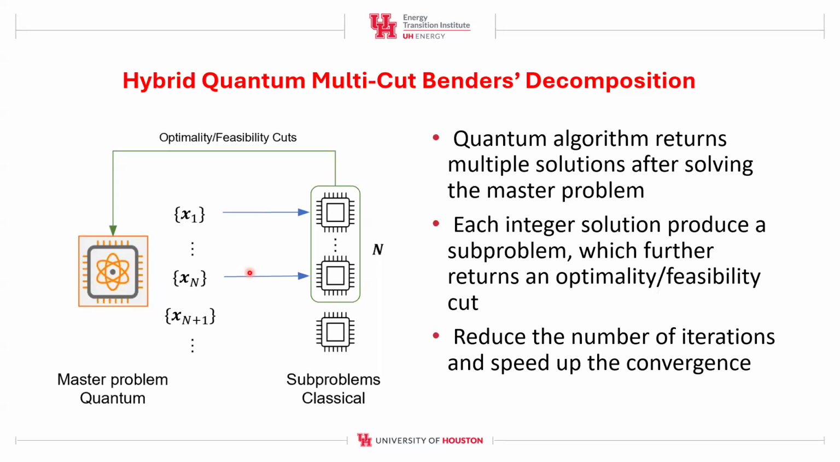Because the number of total cuts should be limited, if at each iteration we can generate multiple cuts instead of one single cut, that means we can reduce the total number of iterations. So that's the reason we designed this hybrid quantum multi-cut Benders decomposition. At each iteration, we generate not a single cut, but multiple cuts.